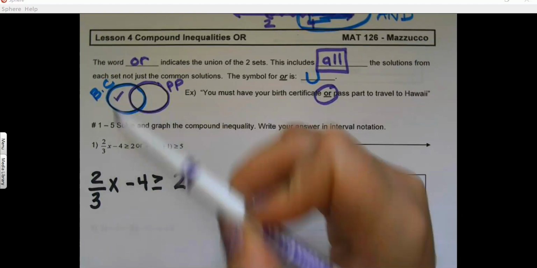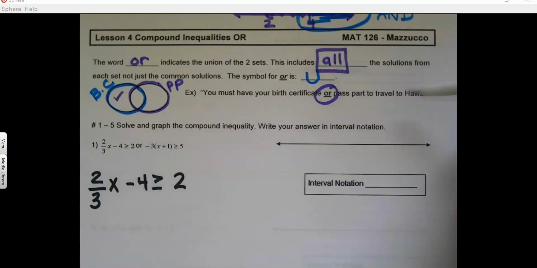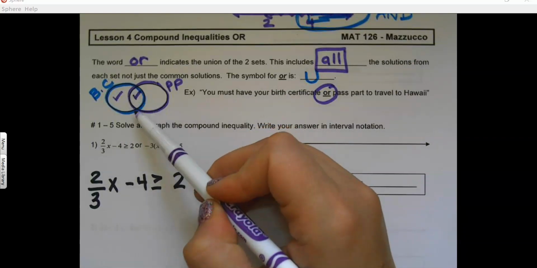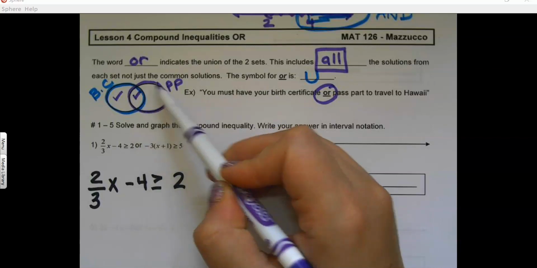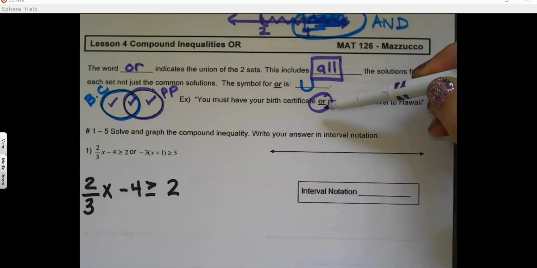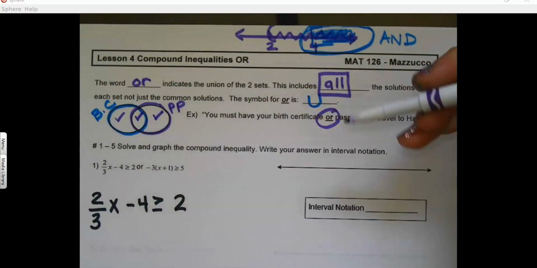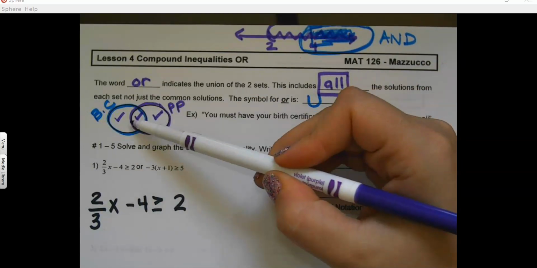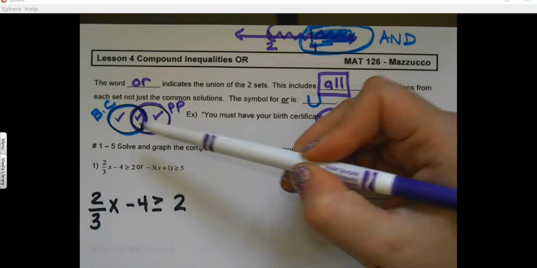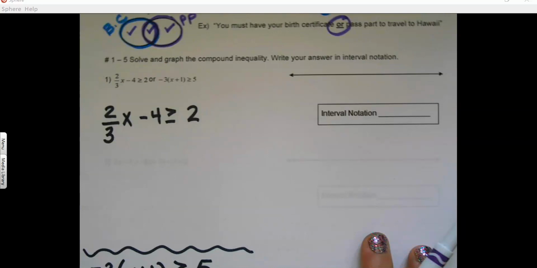So these people would get to go on the plane. If you had to have one or the other to travel to Hawaii, these people get to go on the plane. These people came overly prepared. They have both, but they're going to get on the plane, and same with these people. That's the difference. The word or means include all the solutions, whereas if it said and, only these people would get on the plane, because and means you have to have both.